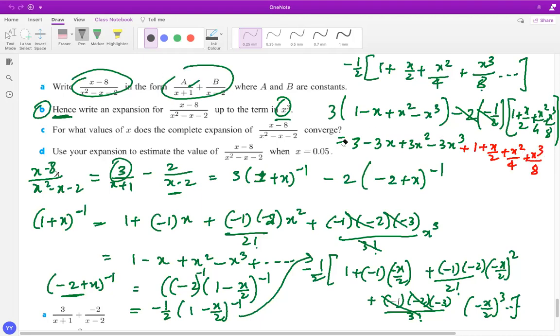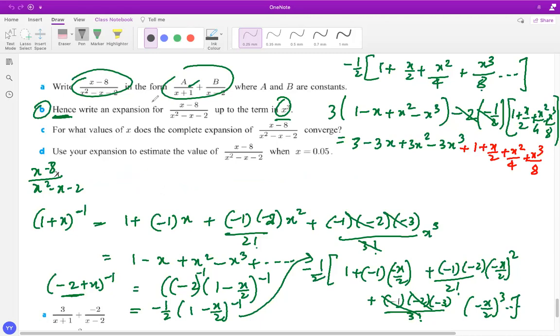Now you're going to add up the like terms, so I'm going to just clear these out. My like terms are 3 goes with 1, that comes to 4. Negative 3x comes with x over 2, so this is negative 5 over 2x. Then I've got 3 plus 1/4, so it is 13 over 4x squared, and it is negative 3 plus 1/8, so that is negative 23 over 8x cubed. So this is how you write down the expansion.